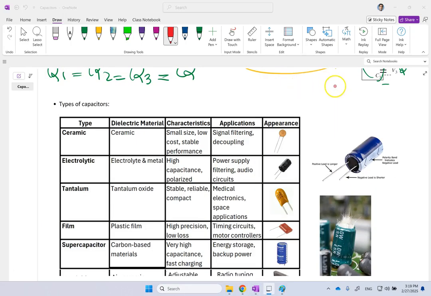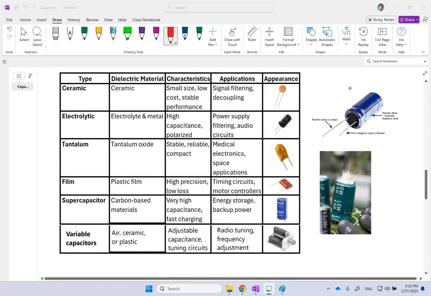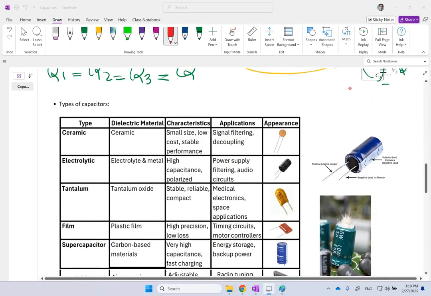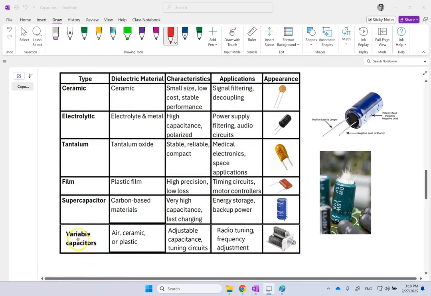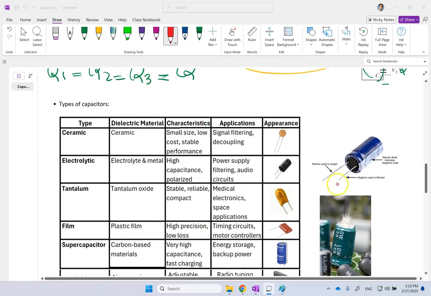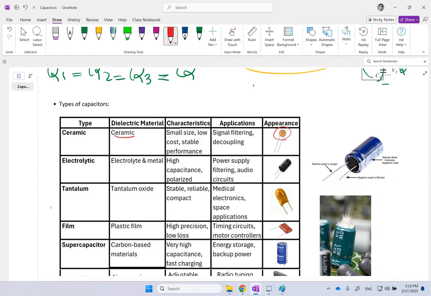Now, let's talk about types of capacitors. There are a bunch of different types, and many of them are typically constant capacitance. The last one is the variable one. But the constant ones, the cheapest and simplest, are the ceramic ones that, as I said, look kind of like a lentil. Their capacitance is small. They are small in size as well, and they are stable but low cost, and they are used for signal filtering, decoupling, and so on.